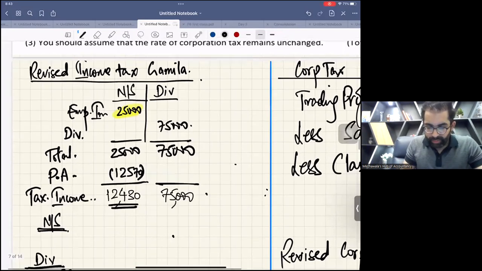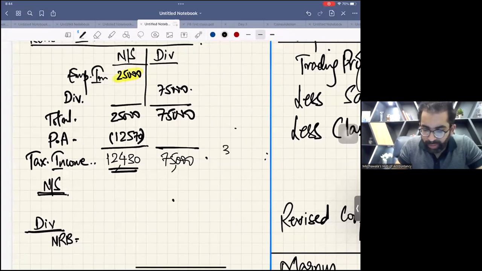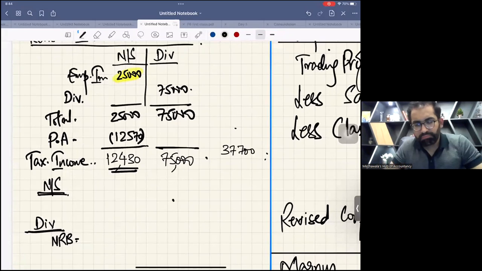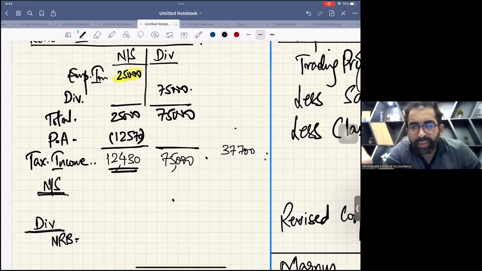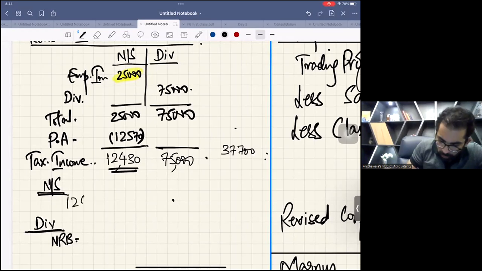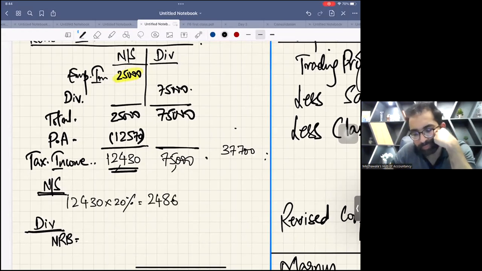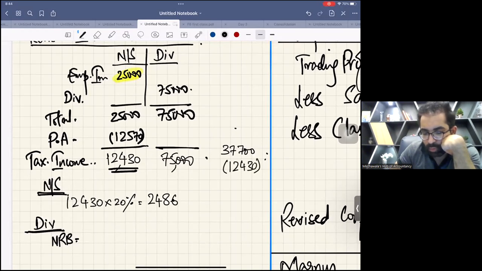And this is 75,000. Now let's start working. The capacity of the first band is 37,700, and the second band is very big. We'll start with non-savings income. You pick this non-savings income of 12,430 and knock the door of the first band. There is a big capacity in the first band, but the income is low. So 12,430 multiplied by 20% is 2,486. Now, out of this 37,700, you used 12,430. So how much is left? It is 25,270.